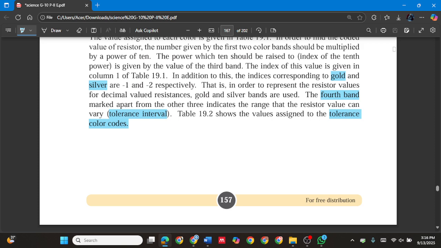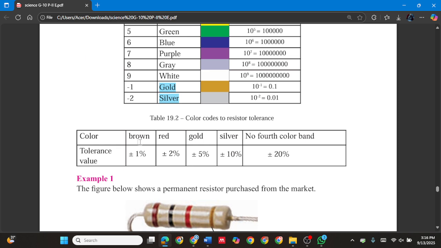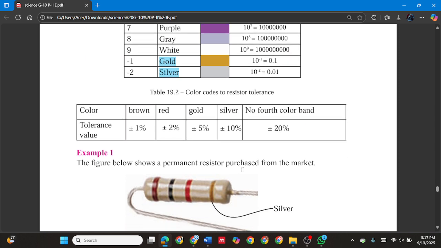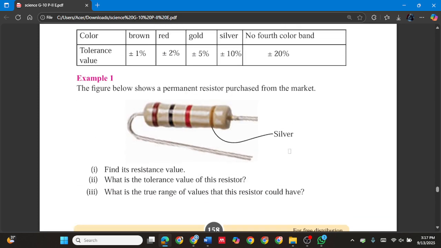Let's look at the tolerance table. Brown means plus or minus 1%, red means plus or minus 2%, gold means plus or minus 5%, silver means plus or minus 10%, and with no fourth color band, only three colors, it is plus or minus 20%.